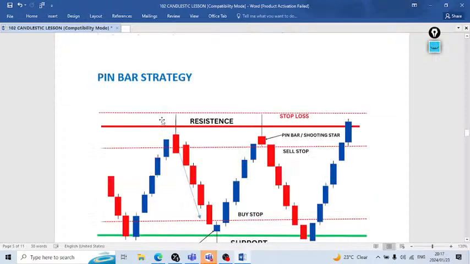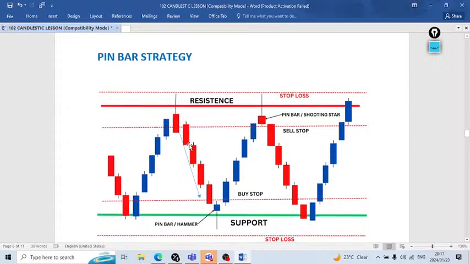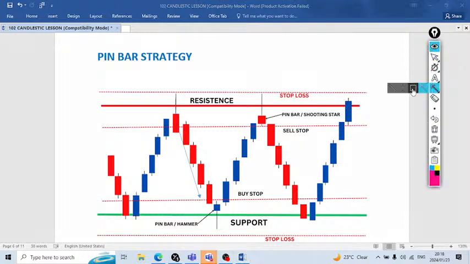So how do we trade using a pin bar? I have a strategy that you can use when you're using a pin bar. The first thing that you need to do is this: you need to identify your levels of support and resistance. Once those levels of support and resistance have been established, you then have to wait for the appearance of a pin bar.